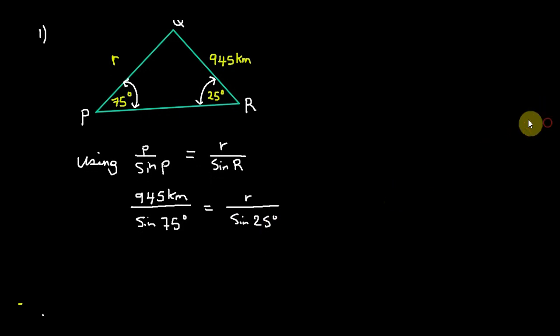But we have a problem. We're asked to find R. So let us cross multiply. When we cross multiply, we have R multiplied by sine 75 degrees, top by bottom, is equal to 945 km multiplied by sine 25 degrees.